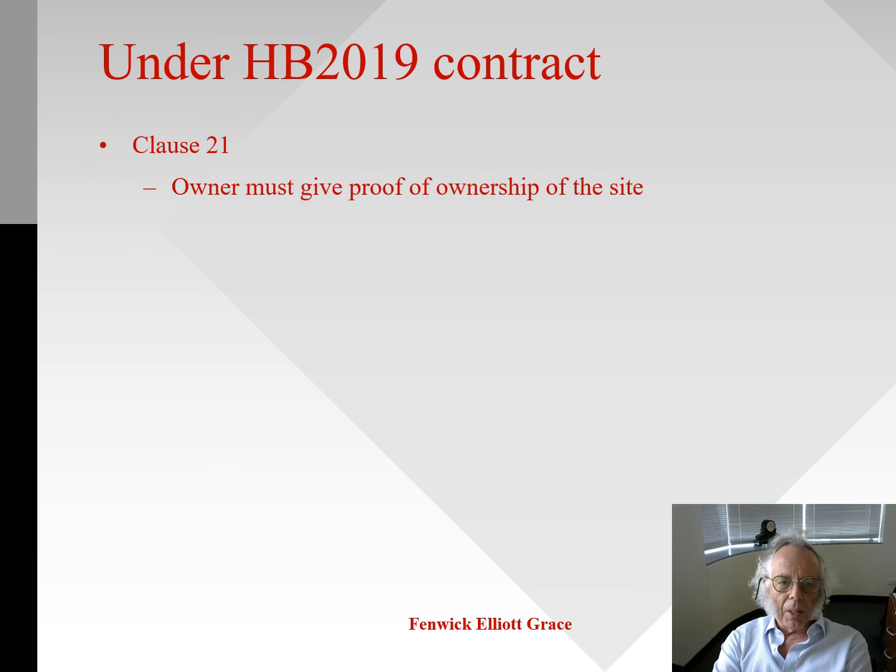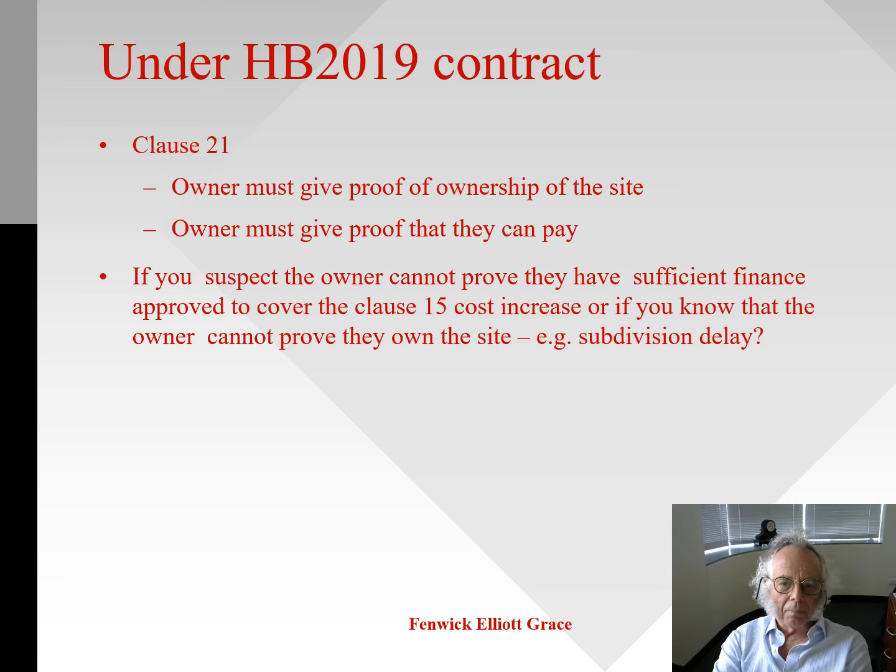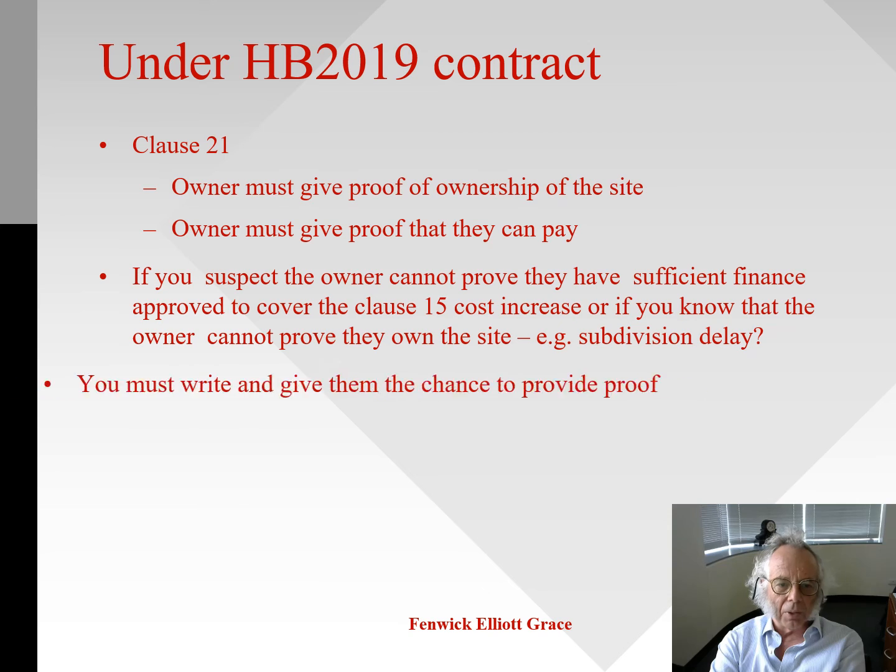So Clause 21 says the owner must give you proof of ownership of the site, and they must give you proof that they can pay. So perhaps you suspect that the owner can't prove they have sufficient finance approved to cover the cost increase that you're going to raise under a variation under Clause 15. Or maybe you know that the owner can't prove they own the site. There might have been a delay in subdivision.